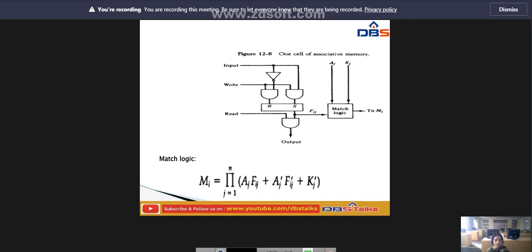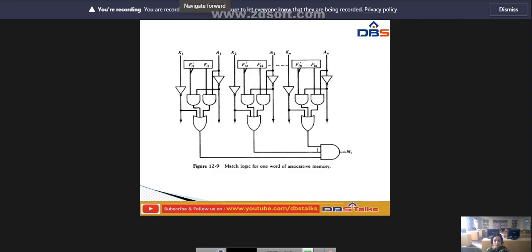Where kj is equal to 1, we have kj' equal to 0, and xj + 0 is equal to xj. Where kj is equal to 0, we have kj' equal to 1, and xj + 1 is equal to 1. So this is the formula we are having. This is the match logic for one word of associative memory. Note that here Mi will be logic 1 if a match occurs and 0 if no match occurs.